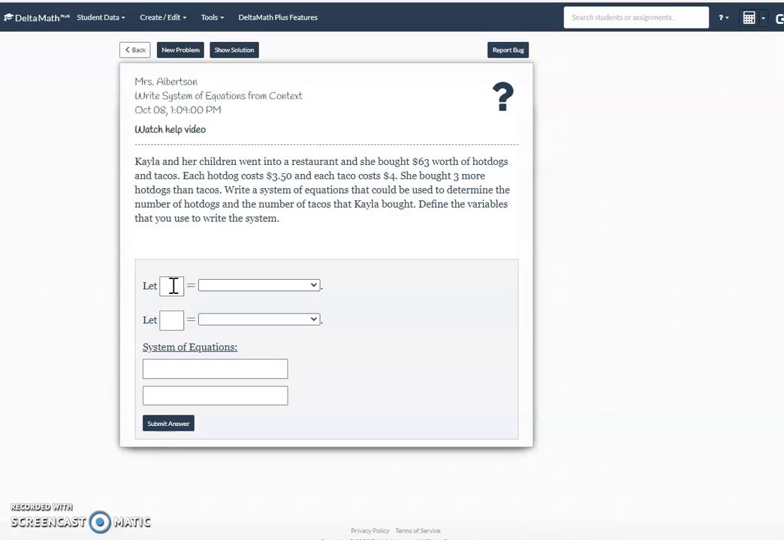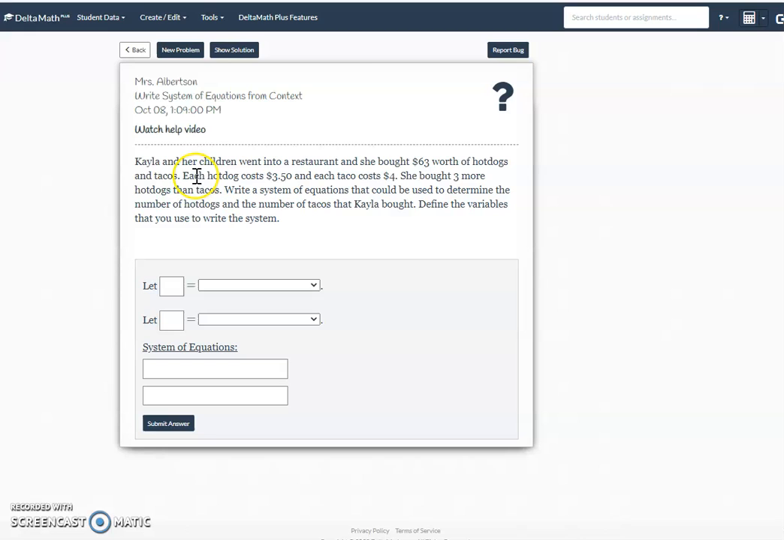Remember that a system of equations is when we have two equations, at least two, and we are trying to find a common solution, the solution that works for the x and the y for both equations.